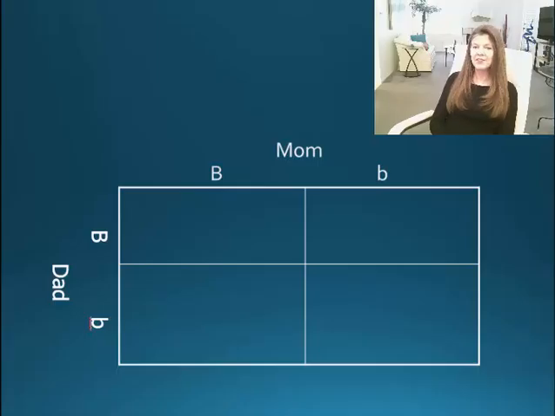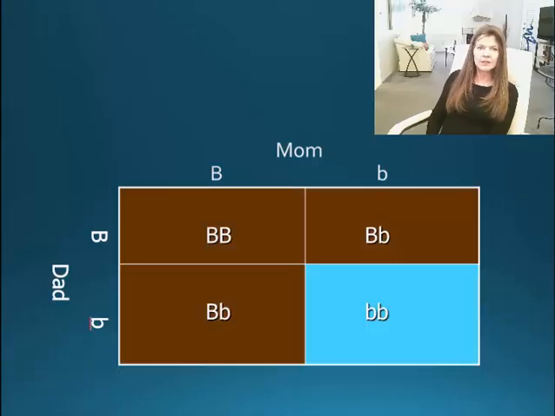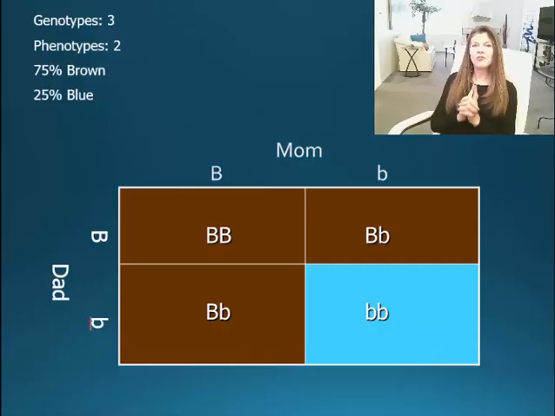Okay, it is likely that many of you have done this before, but if not, here is the easiest way. First, you draw a 2 by 2 like this. Then you label the top with mom with her genotype and the side dad with his genotype. Go ahead and fill in the cell combinations. Now identify the colors in each of the cells. So the answers are, we have 3 possible genotypes, 2 possible phenotypes, and 75% brown eyes, 25% blue eyes that we would predict in their future offspring.